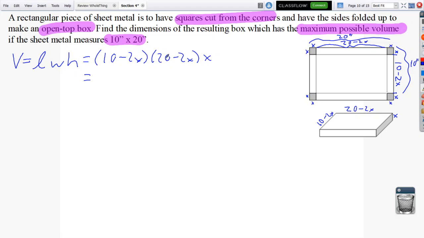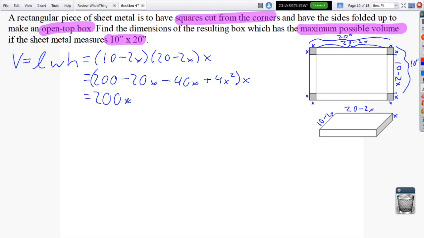So here I have first, 10 times 20 will be 200. Outside, 10 times 2x would be minus 20x. Inside, negative 2x times 20 would be minus 40x. And last would be plus 4x squared. And it's still multiplied by x. Now I could do product rule on this one if I wanted to, but it's going to be much easier if I just distribute that x in. So now I can get my volume equation.